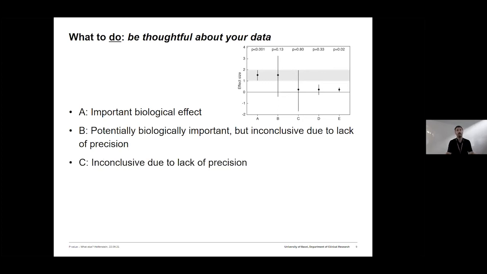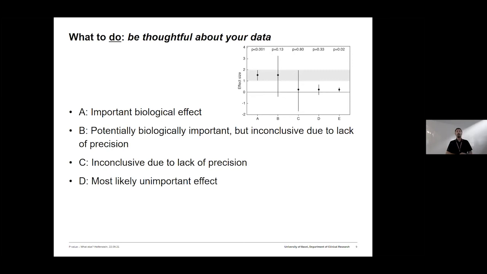The third scenario now, well, basically it's inconclusive due to lack of precision. What does it say? Statistically, it says that your point estimate is close to zero, but there's such a large compatibility interval that tells you that any large positive value or any large negative value is actually compatible with your data, so you can't conclude anything. This is very frustrating, but this happens, and I think you have to be fair and transparent about this. It's important.